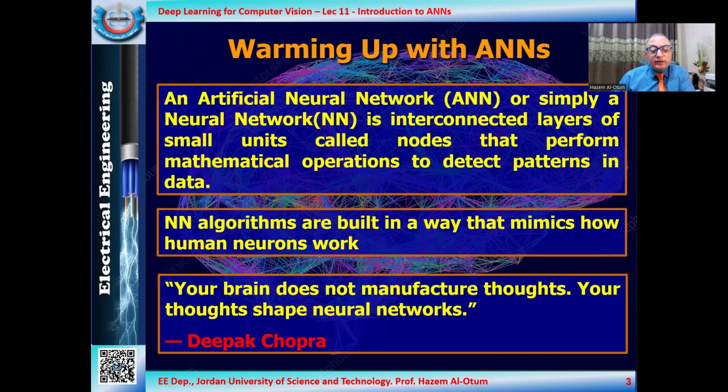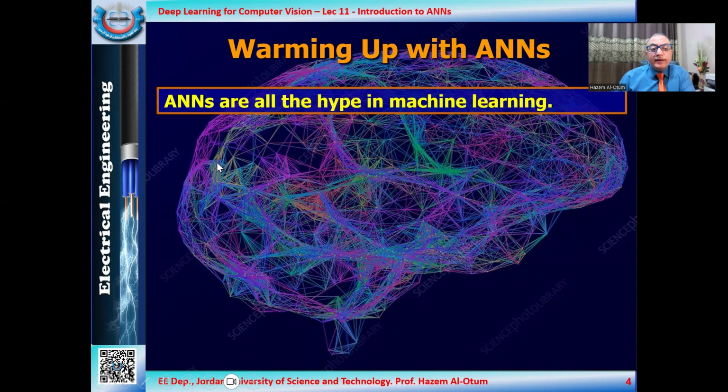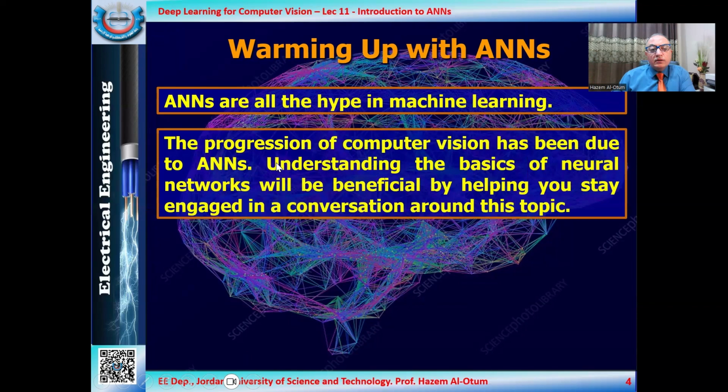As was said in a quote by Deepak Chopra, your brain does not manufacture thoughts. Your thoughts shape your neural network. This is the main idea behind artificial neural networks in general. In fact, NNs are all the hype in machine learning. So all machine learning systems and devices are built on a basic idea or a basic building block, which is the ANN. In fact, I can say the revolution in computer vision that has been made in the last few decades, mainly the last two decades, is attributed to the presence and the implementation of ANNs.